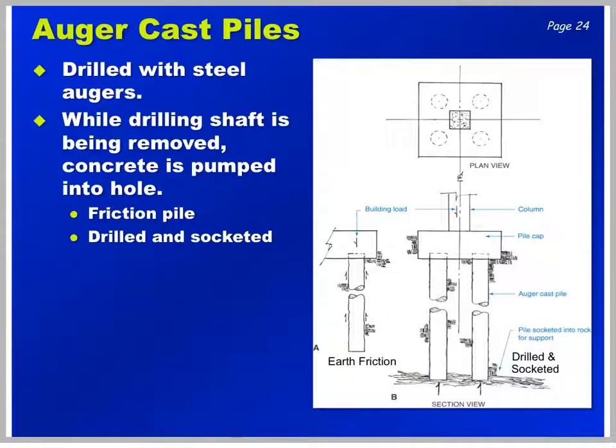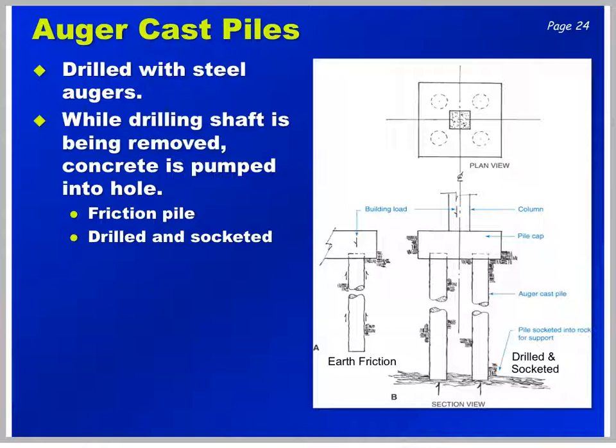Auger cast piles are drilled into the ground with a very large drilling rig. The diameters are usually 12 to 24 inches and can be drilled very deep. I have seen them as deep as 100 feet. The loads are supported by friction from the subgrade or socketed into rock. As the drill auger is being removed, cement grout is pumped down the shaft to fill the cavity.